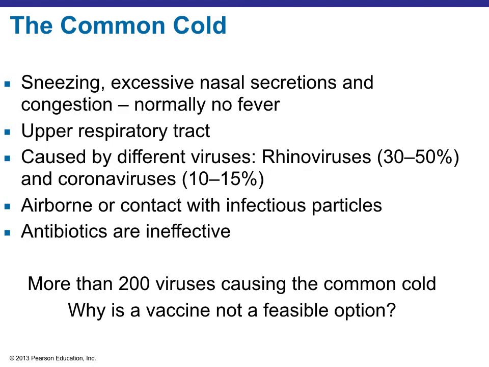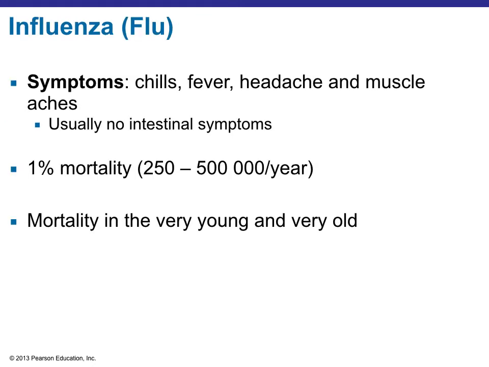Antibiotics are ineffective to treat viral infections. They can treat bacteria but not viruses. There are more than 200 viruses that can cause a common cold. So you can think that vaccines would not be a feasible option, because there are more than 200 viruses. What do you vaccinate against? Because remember, vaccines are very virus specific. Next, we're going to discuss influenza.